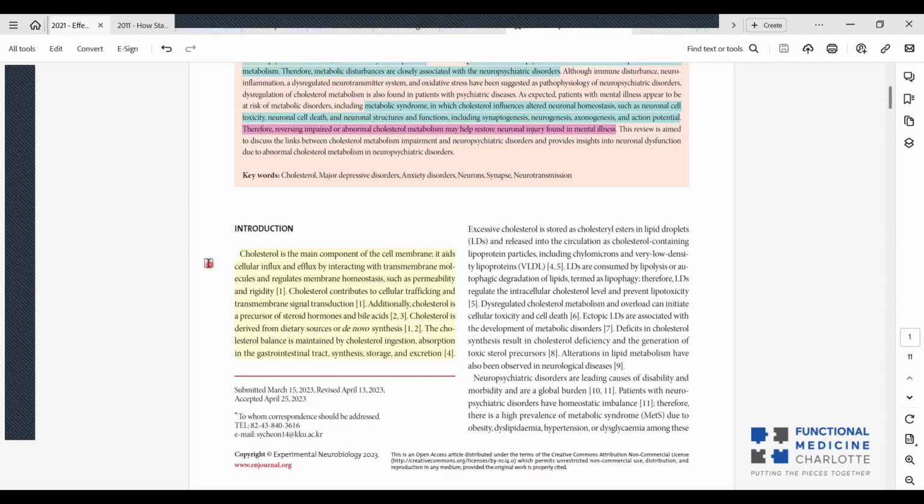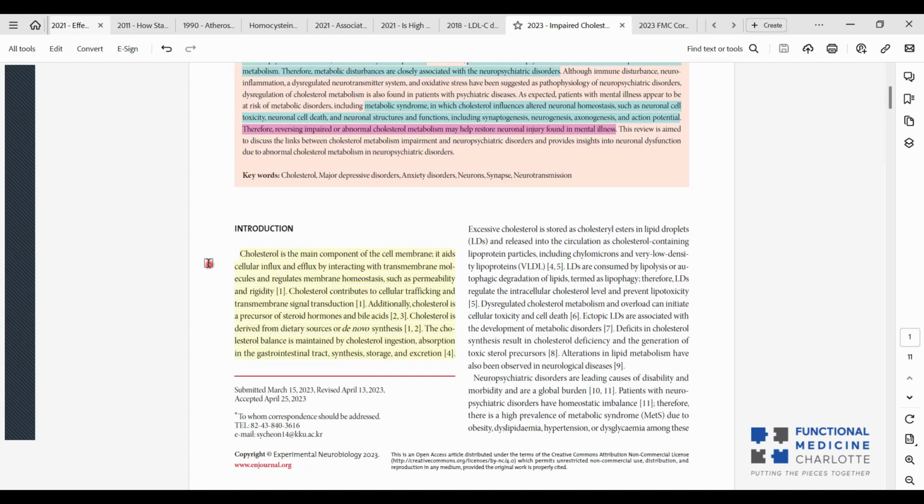So let's look at it. Cholesterol is the main component of the cell membrane, as we said. It aids in cellular influx and efflux by interacting with transmembrane molecules and regulates membrane homeostasis, such as permeability and rigidity. So if you have too much or too little, that's going to impact that rigidity. Cholesterol contributes to cell trafficking and signal transduction. Additionally, cholesterol is a precursor of steroid hormones and bile acids.